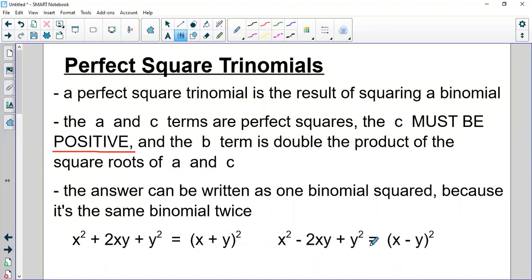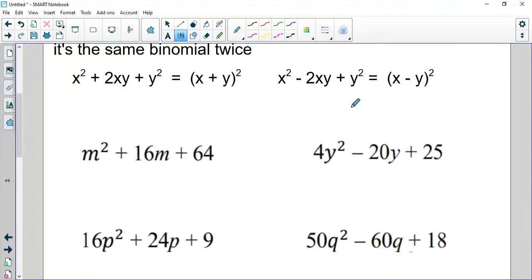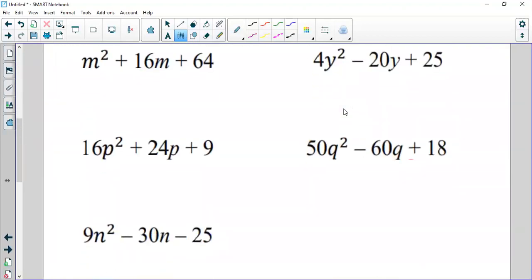We have almost the same problem here, but this time the B has a minus, and therefore a binomial gets a minus. Let's just see how it looks. Here we go. I got 5 of them here for you. One of them is extremely easy.